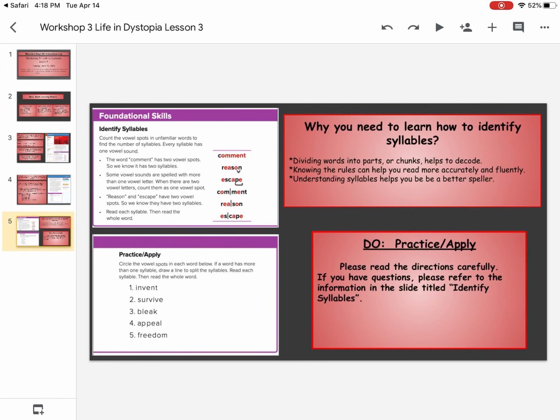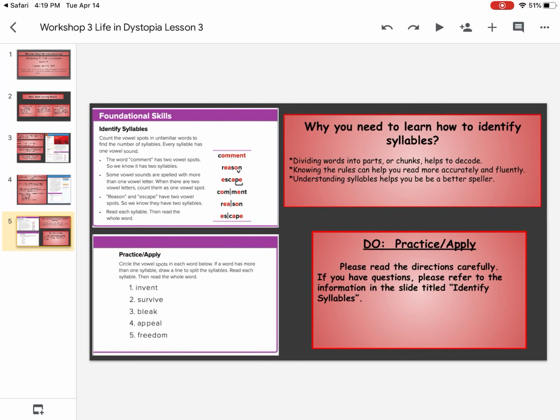Okay. Now that you have finished that piece of the story and questions on page 131, we're going to work on something called foundational skills, and the focus is identifying syllables. Why is it important to learn how to identify syllables? Well, there are 3 reasons. Dividing words into parts or chunks helps you to decode. Knowing the rules can help you read more accurately and fluently. And understanding syllables helps you to be a better speller.